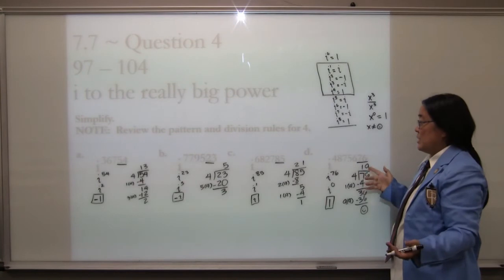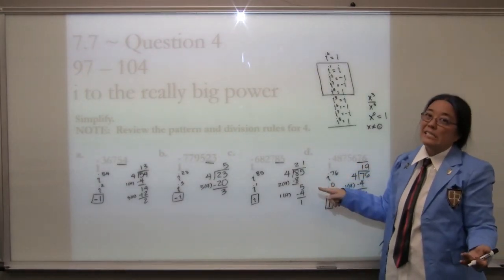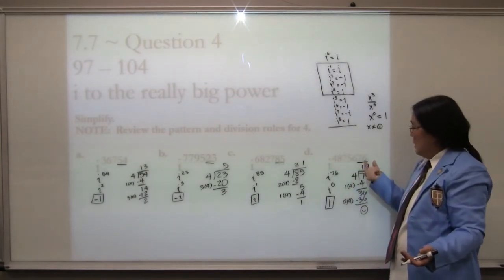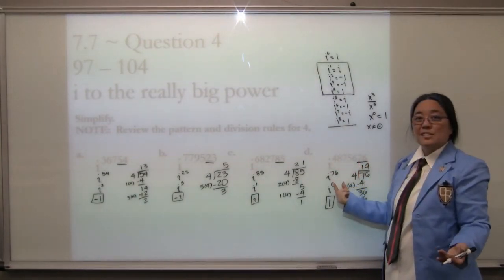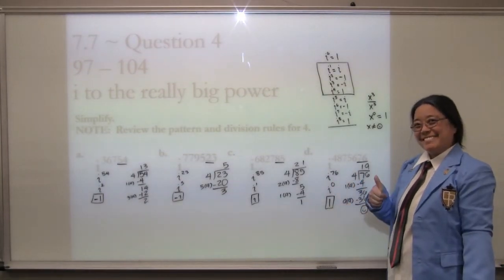That is how we're going to do this, which means it does not matter how long the exponent is. You don't have to divide 4 into this whole number here, just the last 2 digits. That's enough to tell you what the answer is.